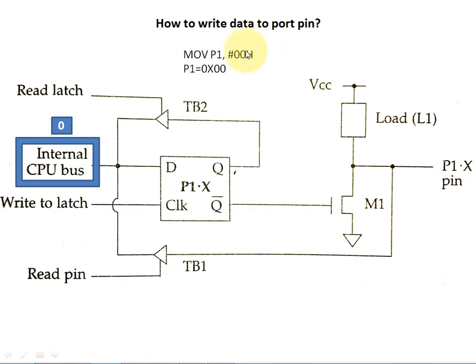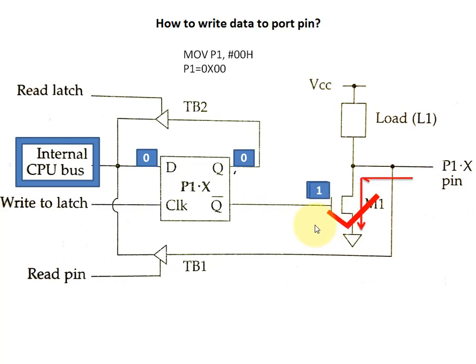Whenever such an instruction gets executed, since we are writing 0, on the internal CPU bus you will get logic 0, and whenever there is a clock, this input is given to the D-latch output. Q becomes 0 and Q bar becomes 1. For logic 1, the MOSFET of the driver circuit will turn on, and hence you get logic 0 on the port pin. So this is how you write logic 0 to a port pin.